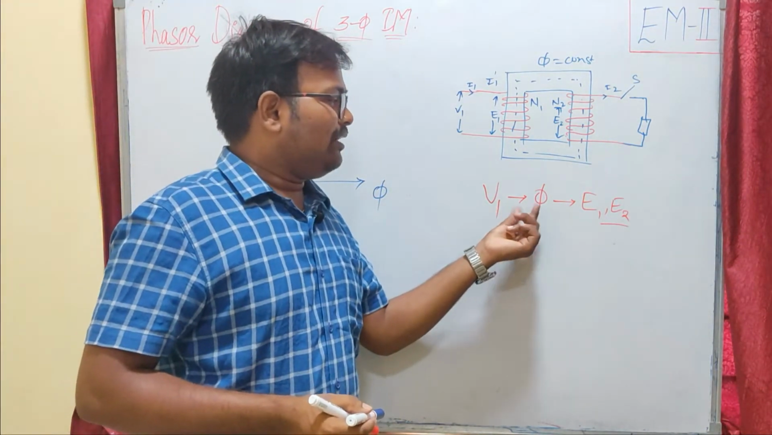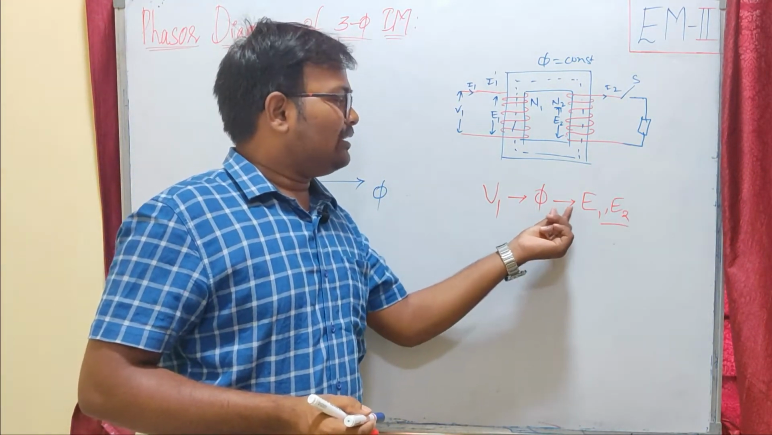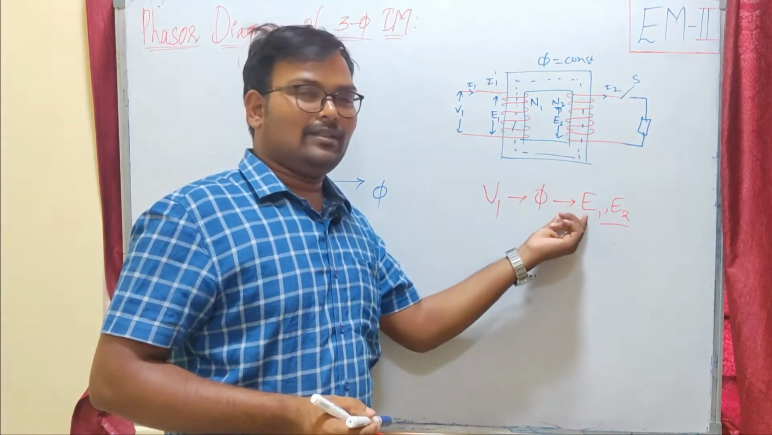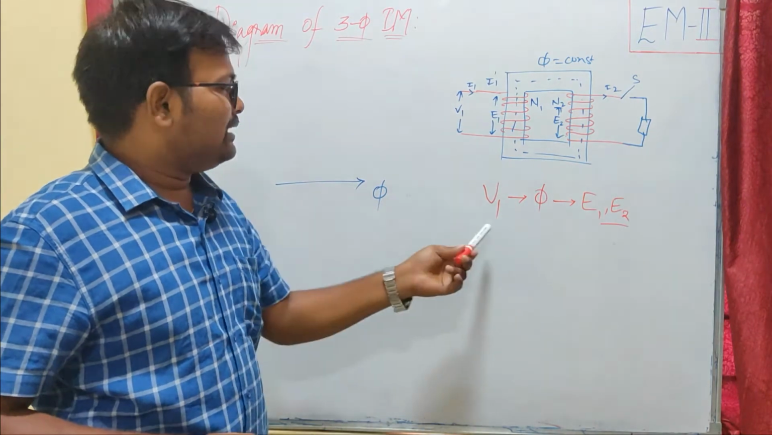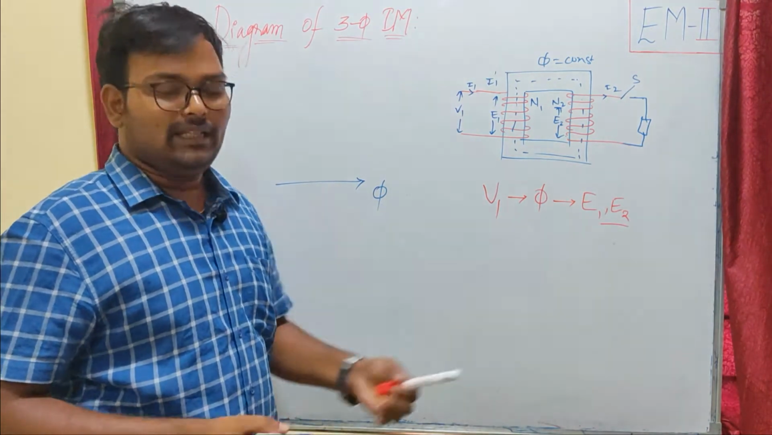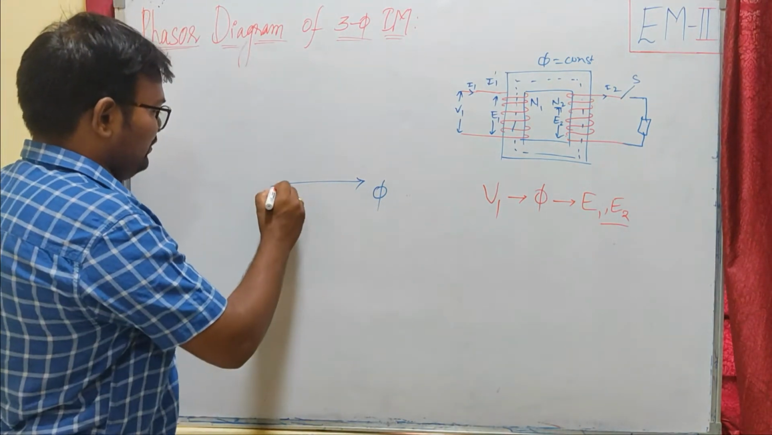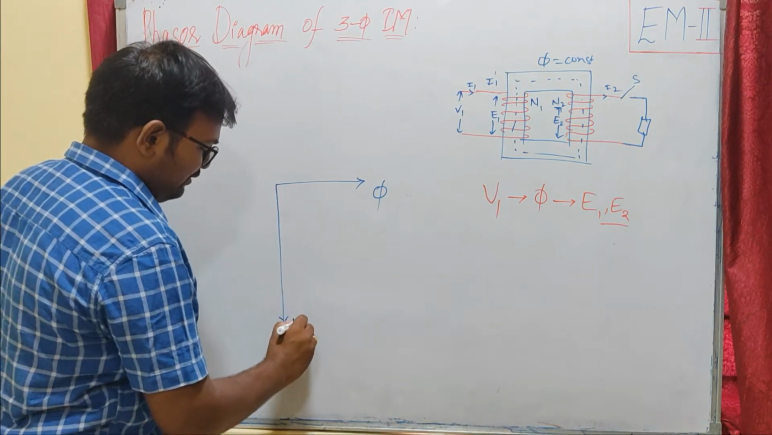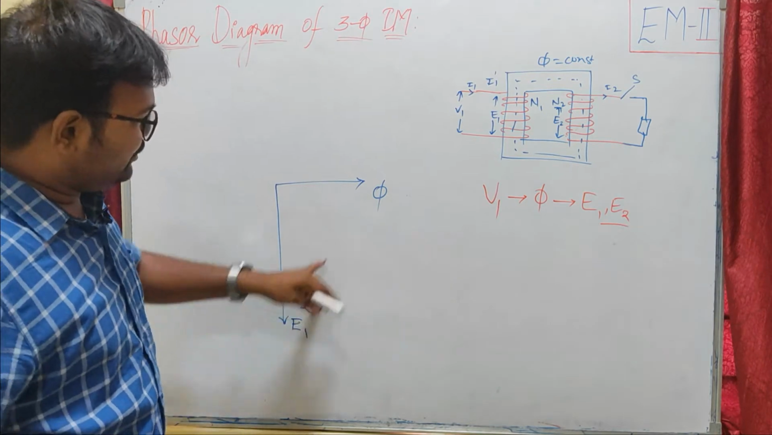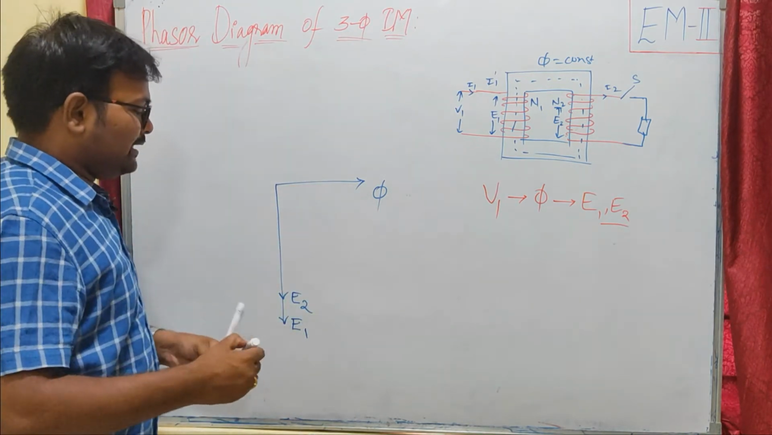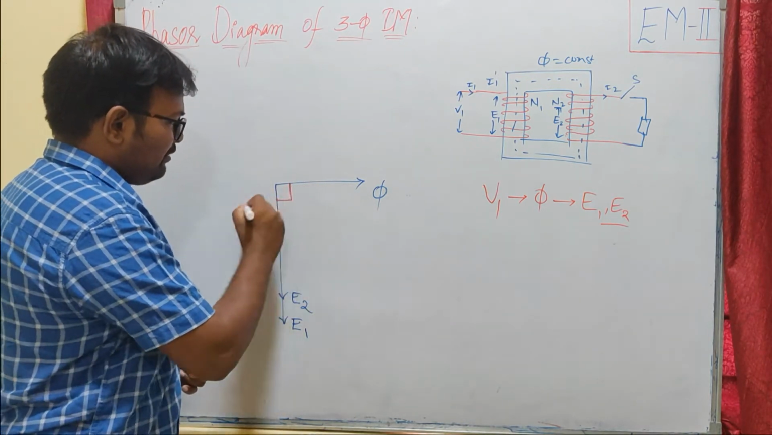After some angle, the flux will cause some EMF in the primary and secondary. This angle is 90 degrees. That means our flux is 90 degrees in lead with E1 and E2, which are the EMFs in the primary and secondary. So I am going to draw a phasor for E1 and E2. Our E1 and E2 are 90 degrees lagging from our flux wave.